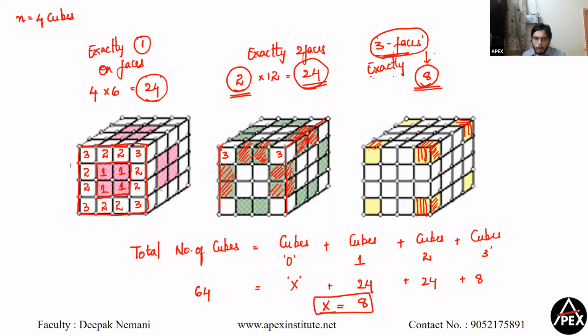So if you remove all the cubes on the surface of this cube, internally you will have these 8 cubes, which will have no face painted because no surface of these 8 cubes is exposed. Yes. So any doubts, guys? Any doubts till here? Quick responses, please.